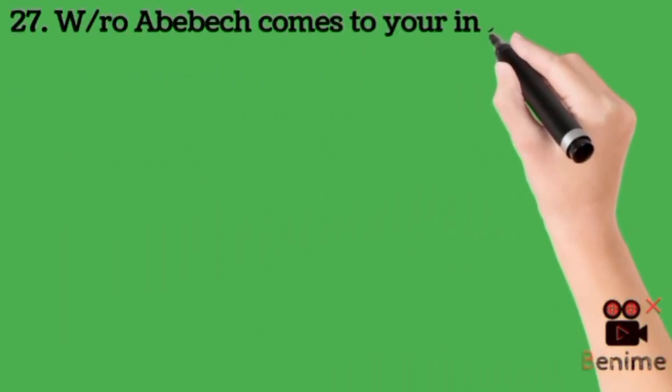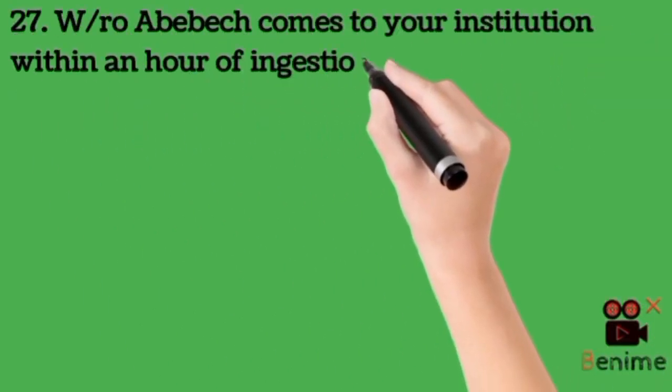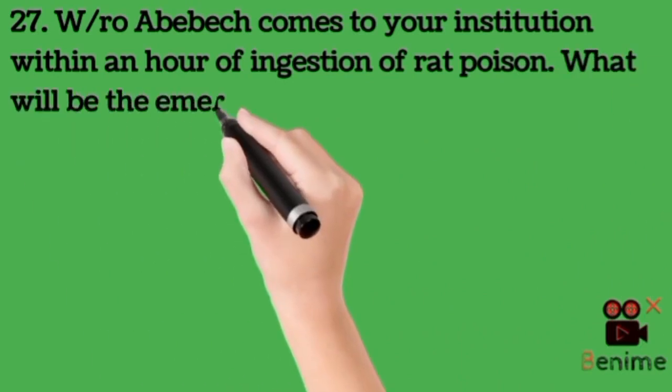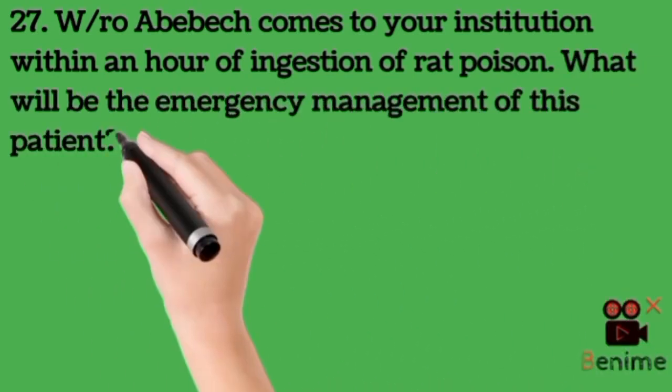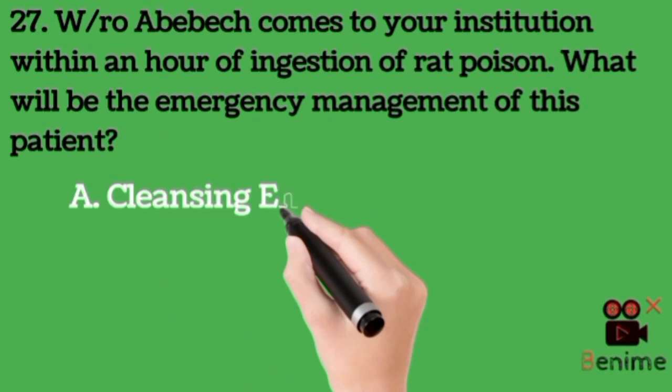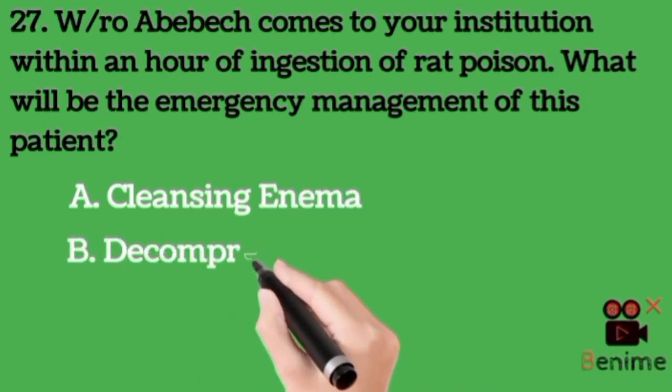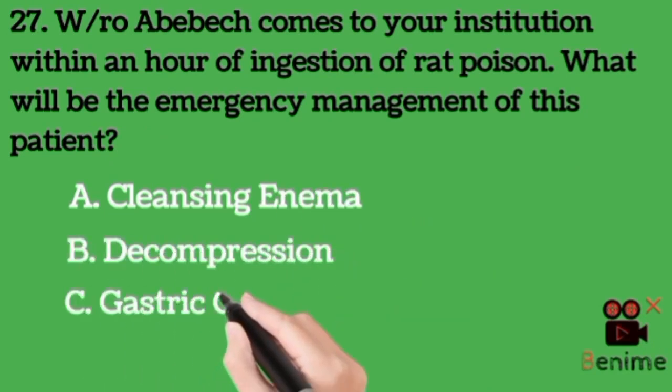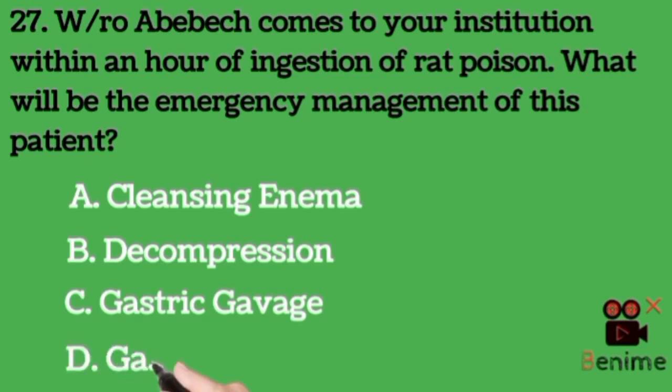27. Ababek comes to your institution within an hour of ingestion of rat poison. What will be the emergency management of this patient? A. Cleansing enema. B. Decompression. C. Gastric gavage. D. Gastric lavage.